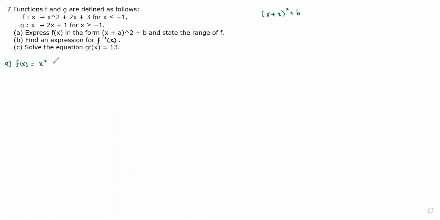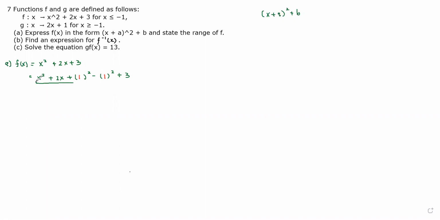So f(x) is x² + 2x + 3. To complete the square, we have x² + 2x, and then we need to add the square of a number and subtract the square of that same number. So in effect, we are not changing anything. And that number is half of the coefficient of x. So half of 2 is 1 here.